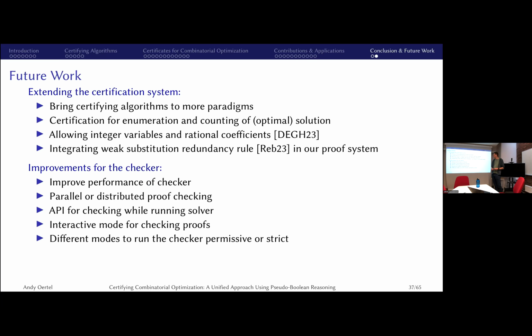Currently our checker only supports one mode, and depending on what your goal is, it might be interesting to have a more permissive mode if you're just interested in the correctness of the result, so that the checker tries to figure out how to fix the proof if it is slightly wrong. Or you might want a strict mode where the checker complains about every small thing that you do wrong. And with that, that's all for the first part. Are there any questions?